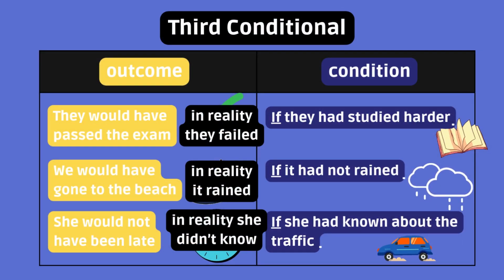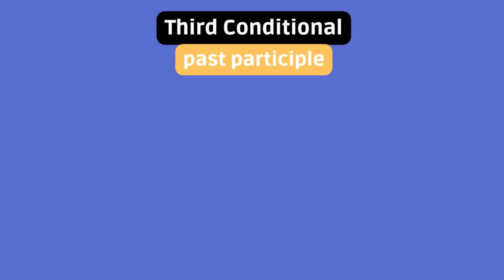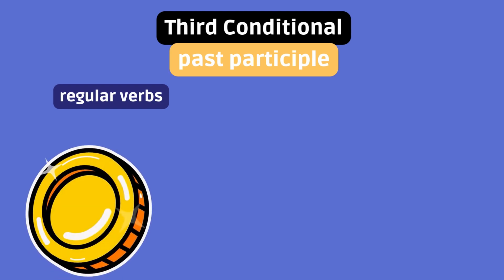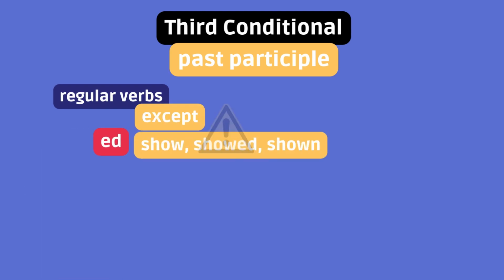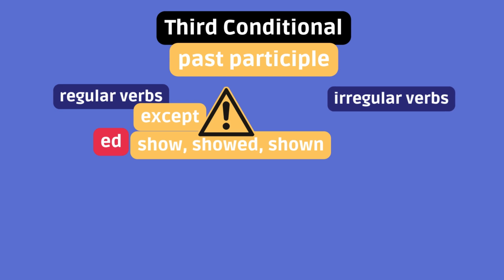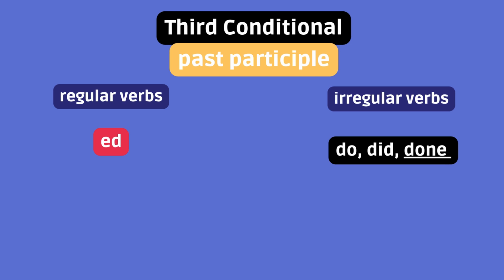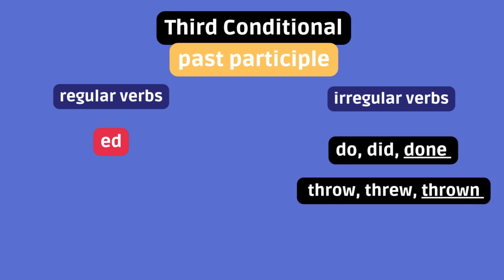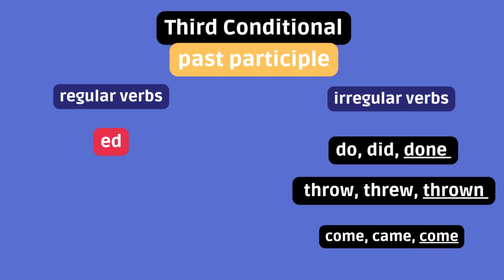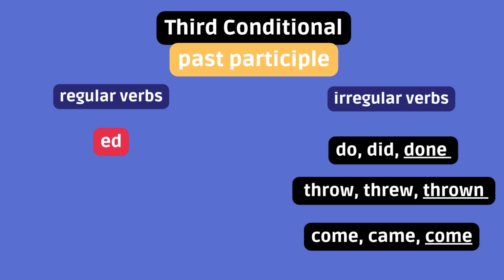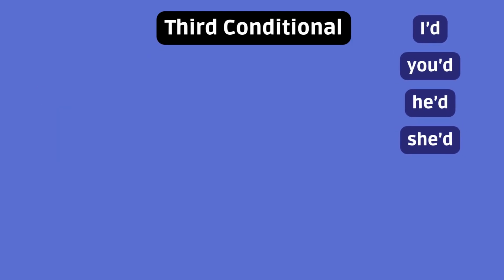A quick tip: review the past participles, as they are used in both the condition and the result. If you're dealing with a regular verb, you're golden. It's the ed form. And for irregular verbs, hit the books and study the third form of verbs. Do, did, done. Throw, threw, thrown. Come, came, come.